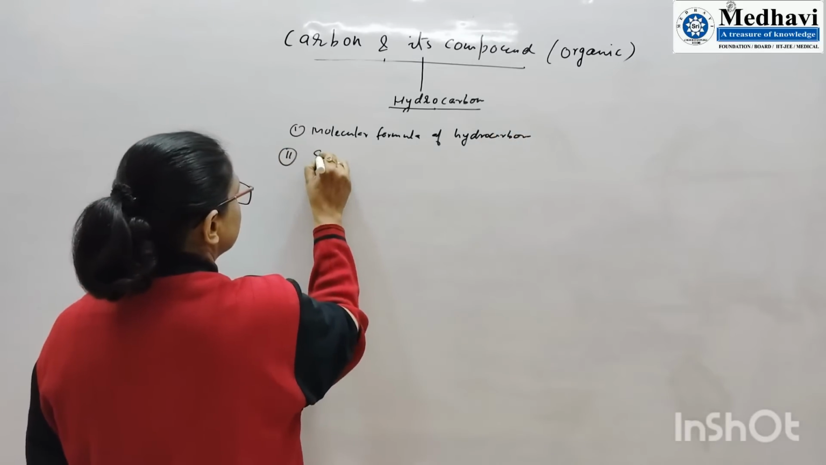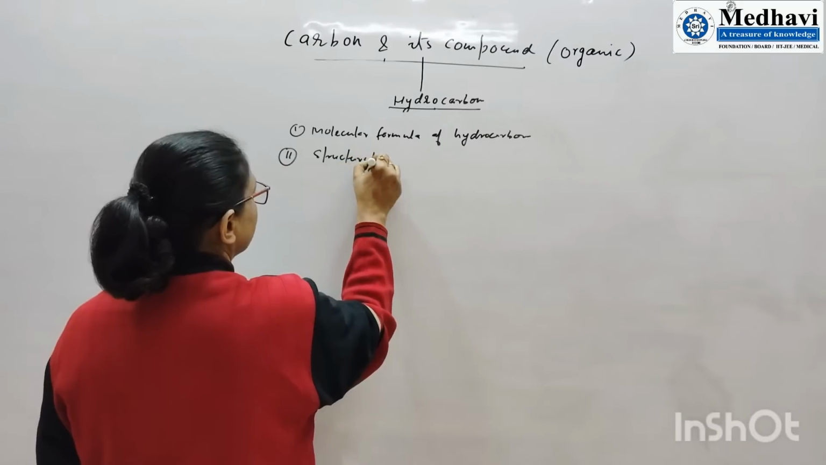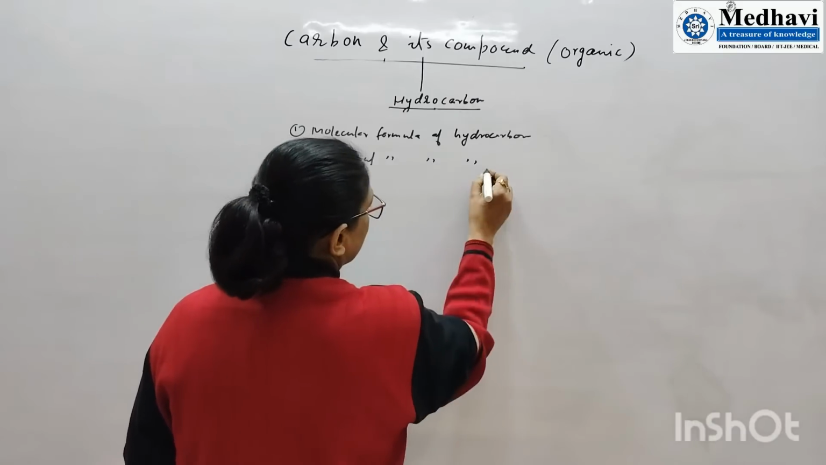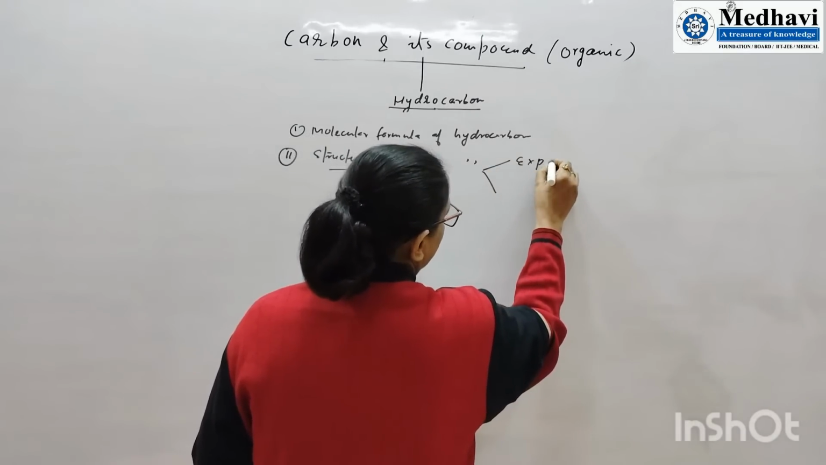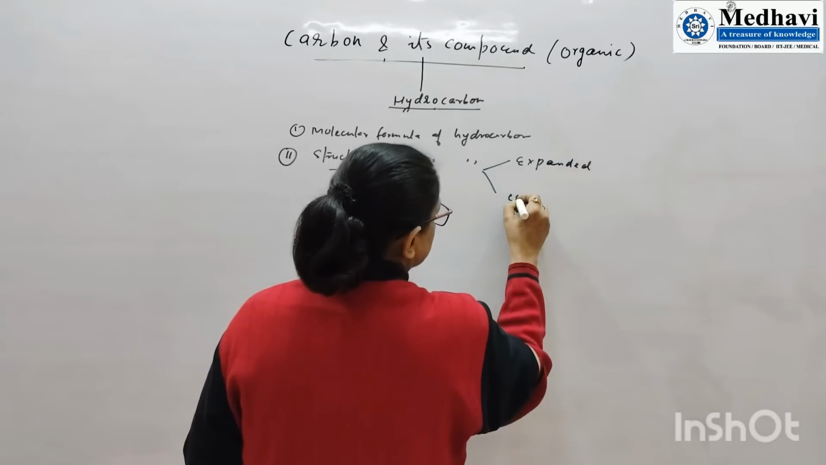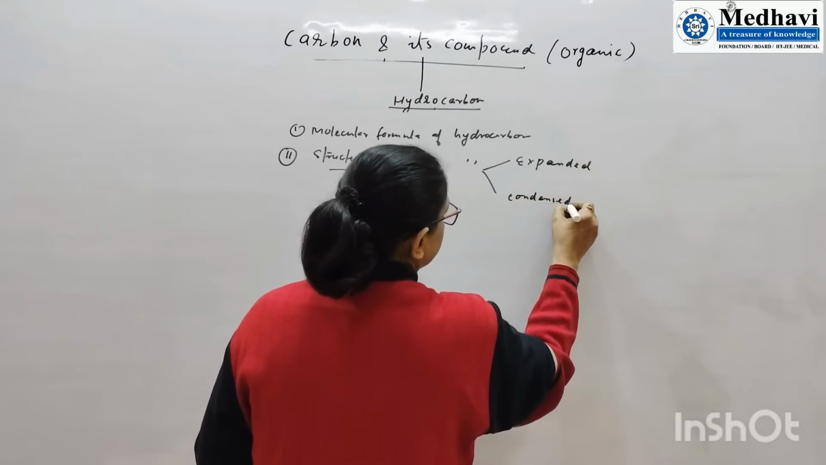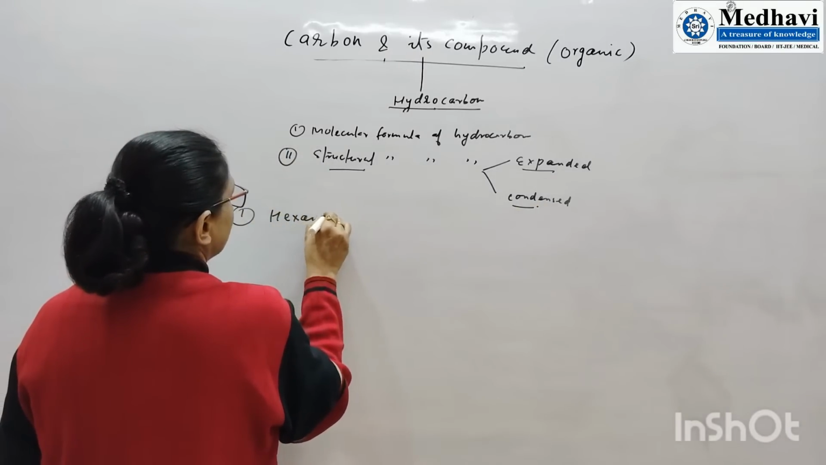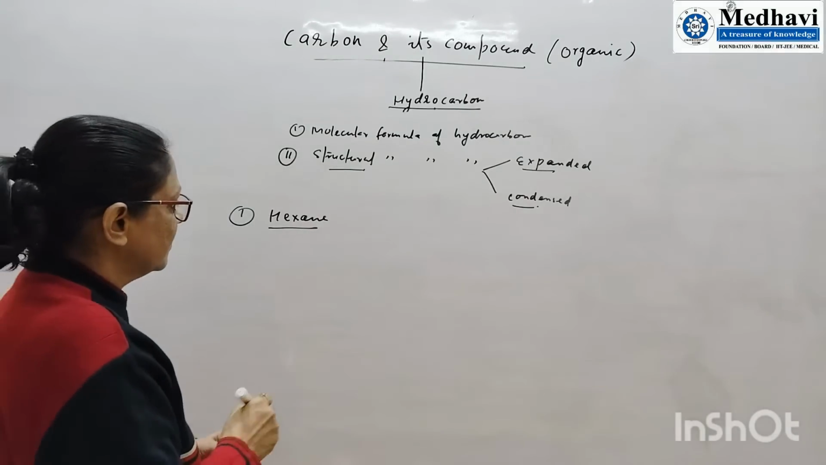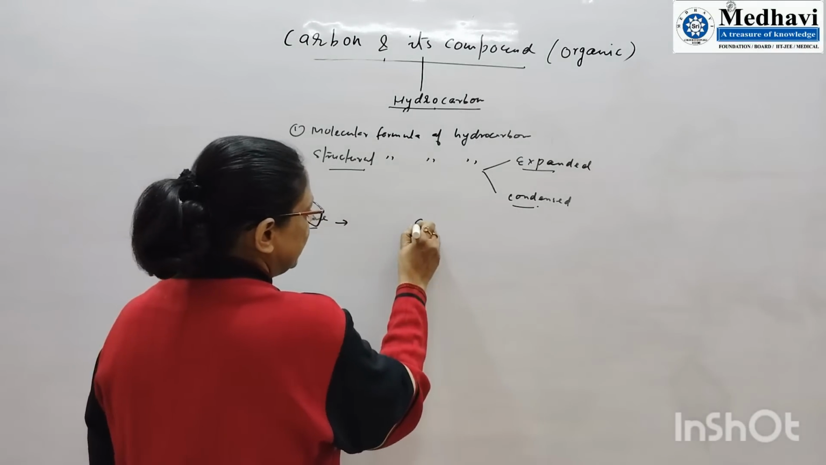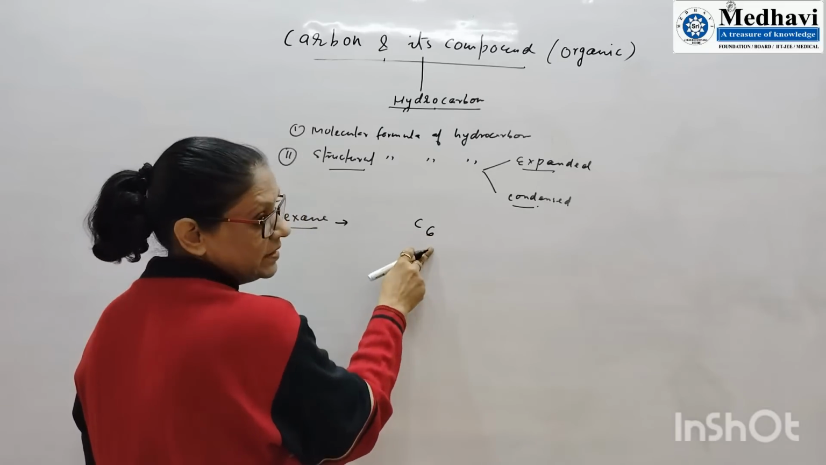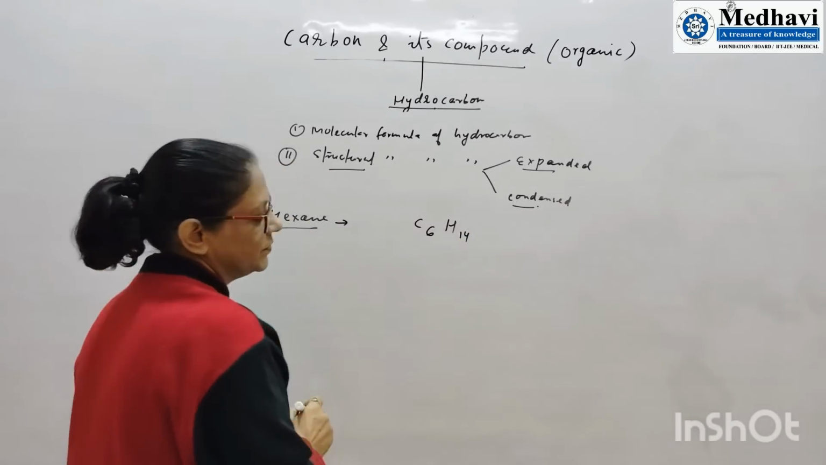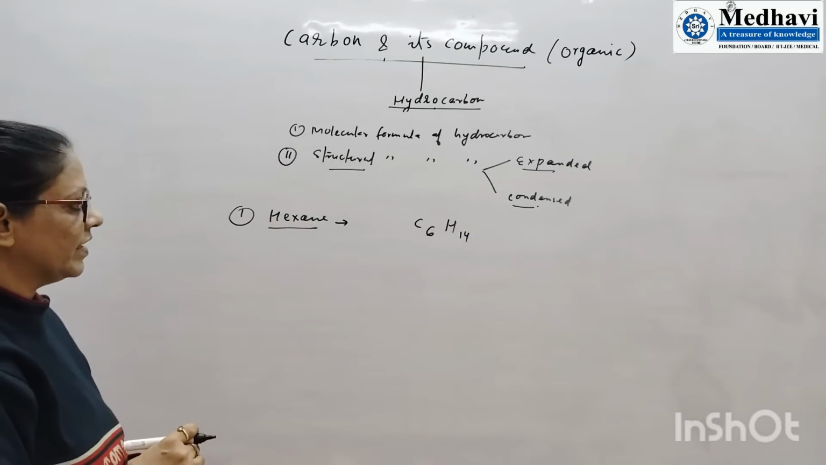Second is the structural formula of the hydrocarbon. This structural formula can be in expanded form or condensed form. It depends upon you. For example, suppose you have to write the molecular formula of hexane. Remember, hex means carbon 6, and the formula is C6H14. This is the molecular formula of hexane.